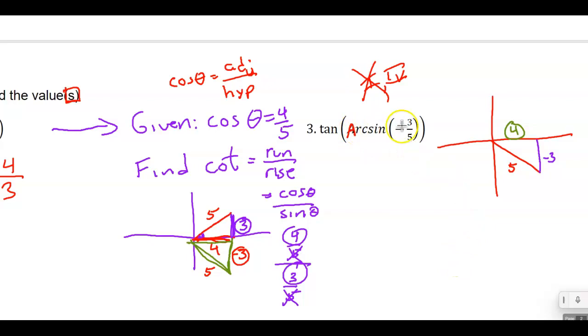So here's the triangle. It has an arc sine of negative 3 over 5. And it's asking basically, what's the tangent? What's the slope? What's the rise over run of this? And what would the answer be? Yep, negative 3 would be the rise. 4 would be the run. So negative 3 over 4. That's what that will equal. All things and skills we've done before.